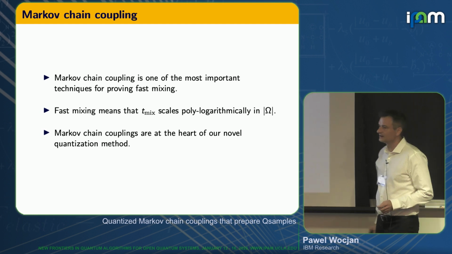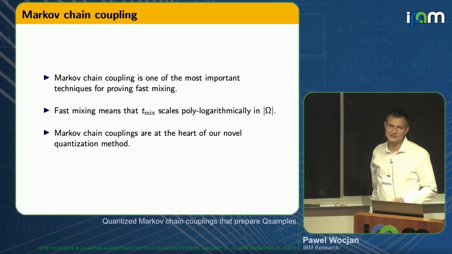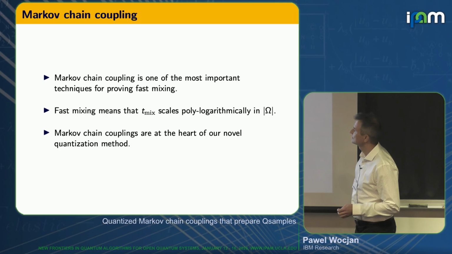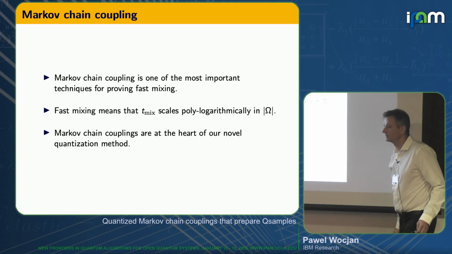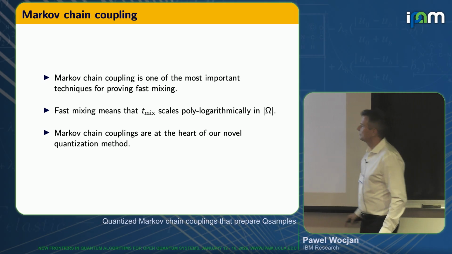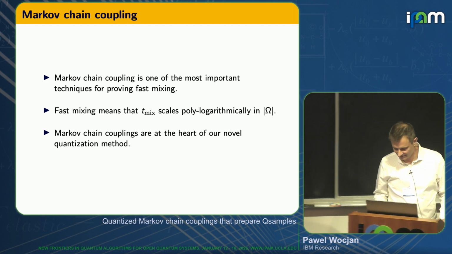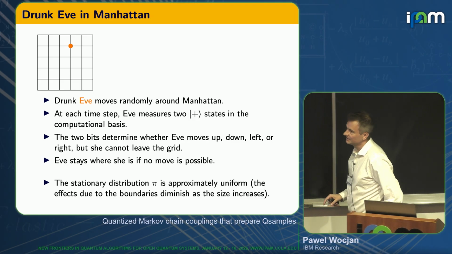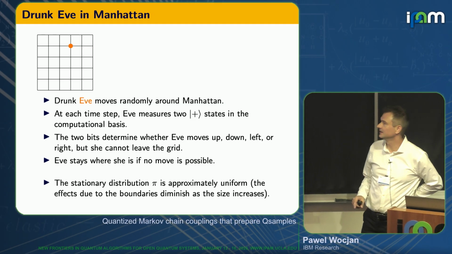So let me talk about Markov chain coupling. Markov chain coupling is one of the most important techniques for proving fast mixing. Here fast mixing means that the mixing time scales polylogarithmically in the dimension of the state space. And so these Markov chain couplings are at the heart of our novel quantization method.